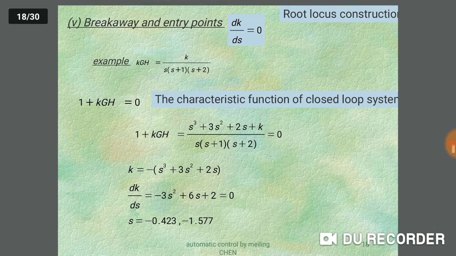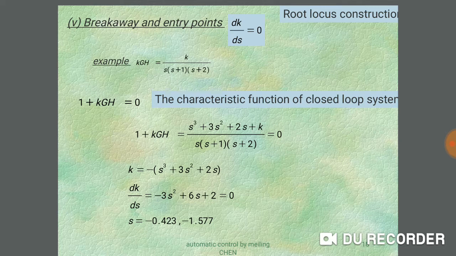Then the next point is to calculate the breakaway point or the break-in point for the particular closed loop system. With the help of this equation, we can calculate it for whatever system is provided. With that system, you first find the value of k, then take the first derivative of that, and then find the particular entry point. Here we have taken one example: G(s)H(s) equals k divided by s into bracket s plus 1 into bracket s plus 2.